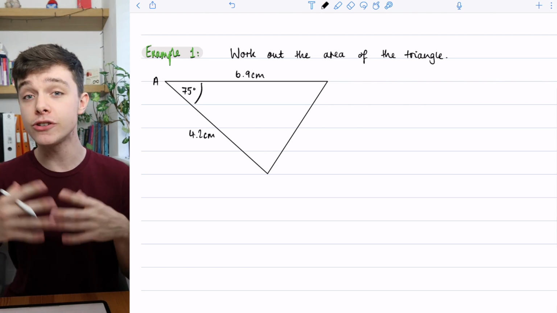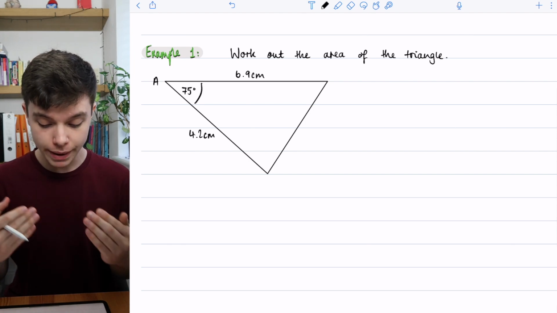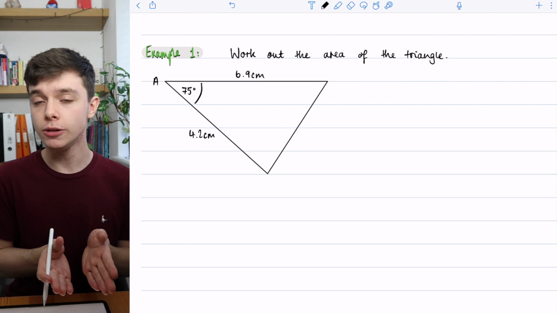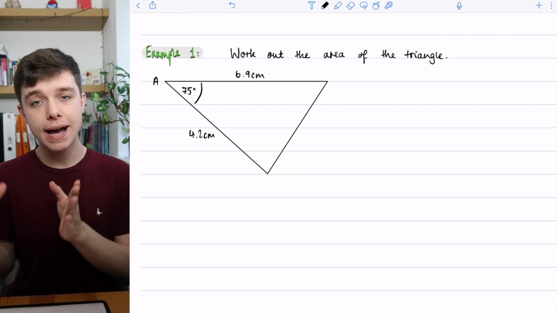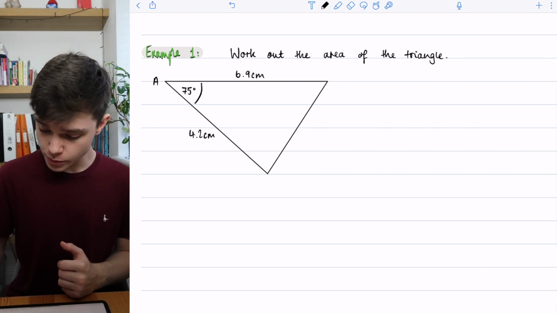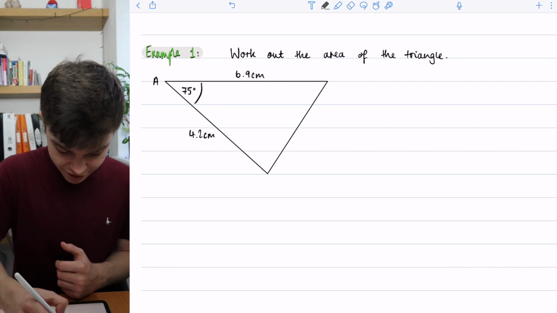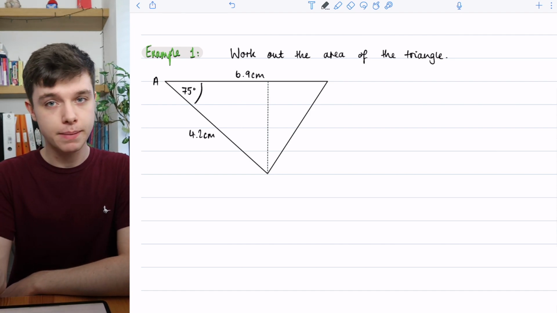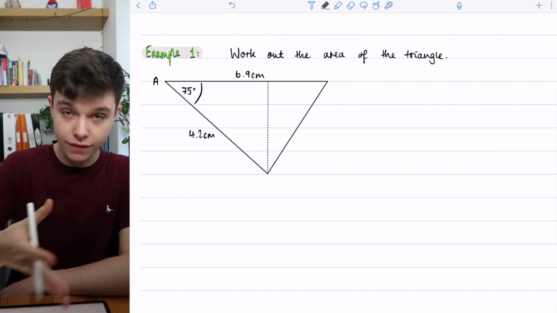All you have to do is substitute into the formula. We're being asked to work out the area of the triangle. It's not a right angle triangle, and we also can't use our basic base times height divided by 2 because we don't know its perpendicular height. If we knew this height here, the length of that dashed line, then it's pretty simple. A half times the base times the length of that dashed line.